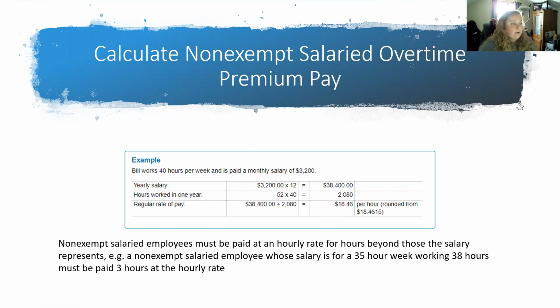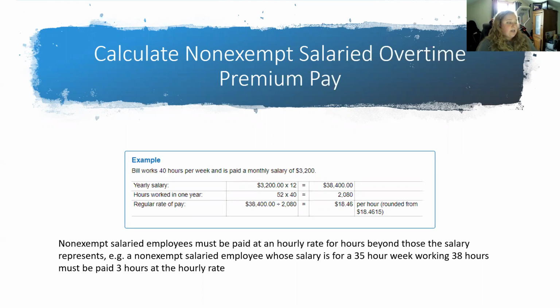If we think about how many hours a normal 40-hour-a-week employee works, we can do 52 weeks times 40 hours a week, and we get 2,080 hours that they should work in a year. And so if we take the 38,400 and divide by the normal hours that this employee should work throughout the year, since he's a normal 40-hour-a-week employee, we get $18.46 per hour. So that's his regular rate of pay.